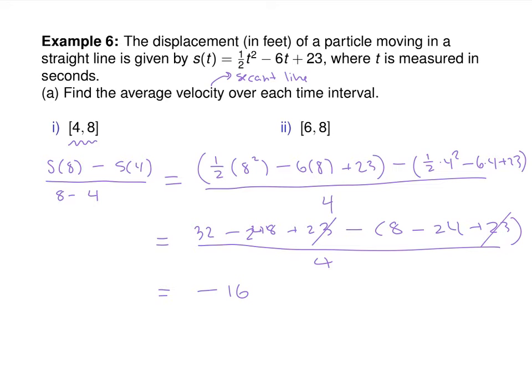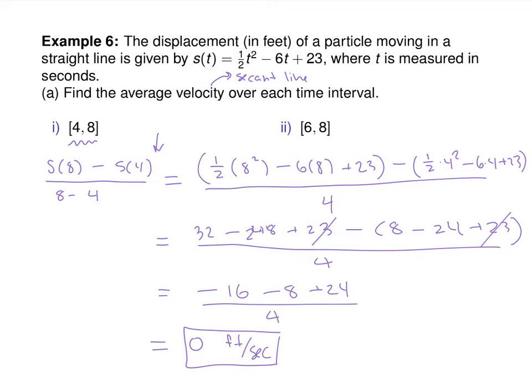Do you guys agree with that? And then minus 8 plus 24, all over 4. Oh my gosh, is this 0? Is it 0? I think it is. 0. What are its units? So you can think it came from y over x, right? So 0 feet per second? Feet per second. So what does that mean happened to this particle?